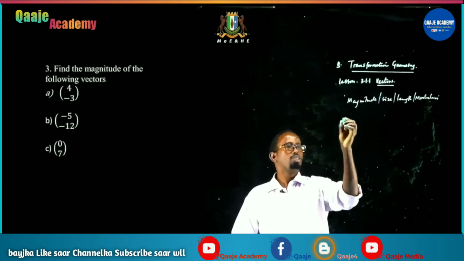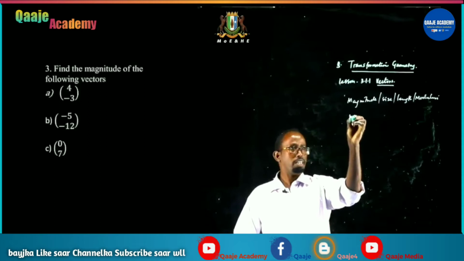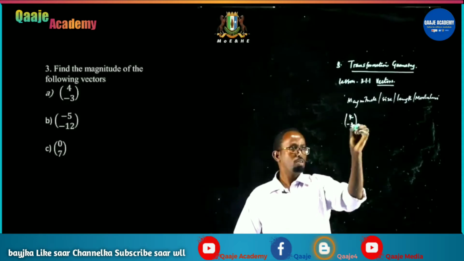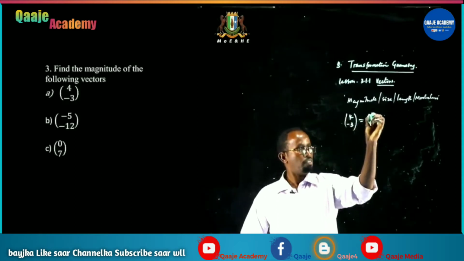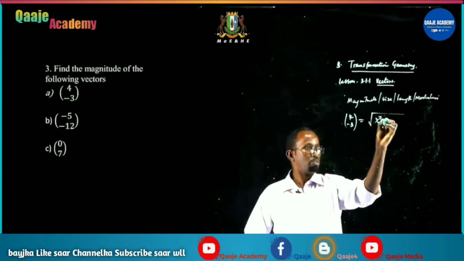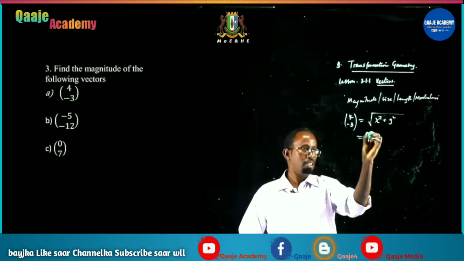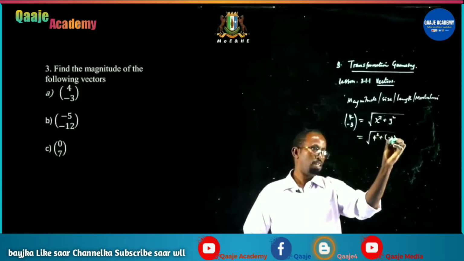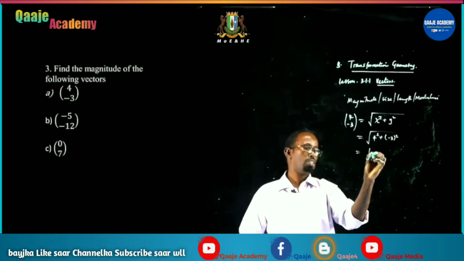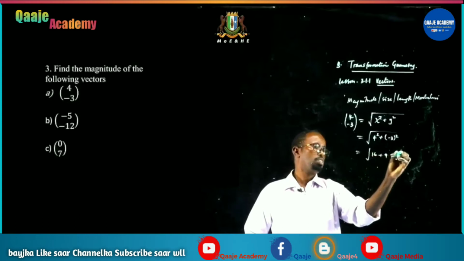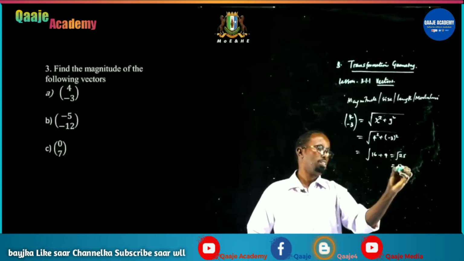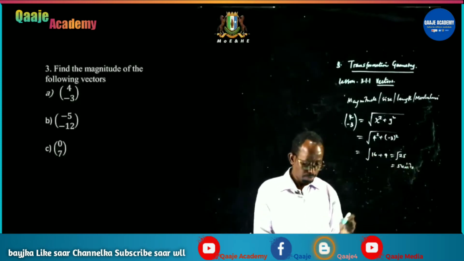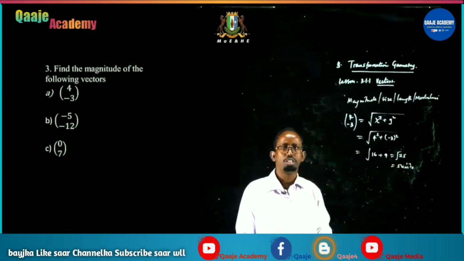Okay. So 4, -3. The magnitude will be equal to, this is the general formula for finding magnitude, x squared plus y squared. So this will be 4 squared plus -3 squared, you get 16 plus 9, you get 25, and then the square root of that is 5 units.